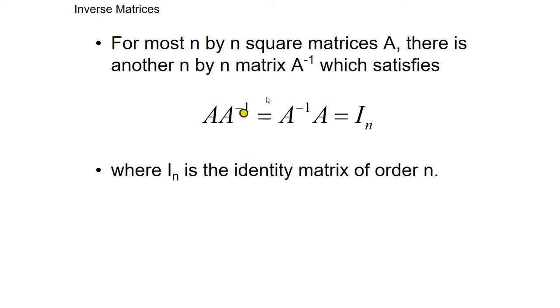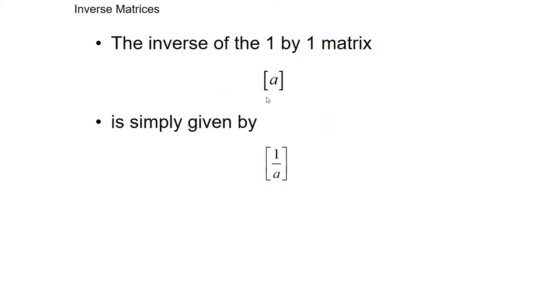So that's the inverse matrix. It satisfies the equations here. Now, if we want to find the inverse matrix, let's start with the smallest case. If we have a 1 by 1 matrix, a matrix with a single element A, the inverse of this matrix is a matrix, again with a single element, 1 over A. So that's the inverse of the matrix with a single element.